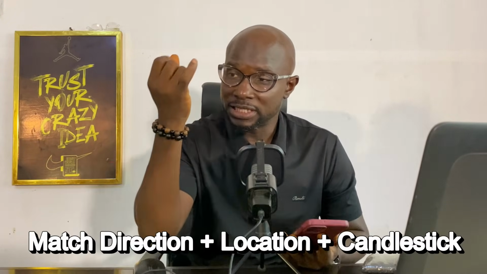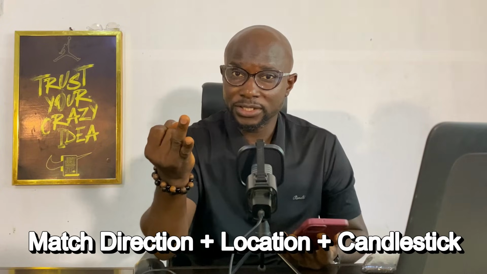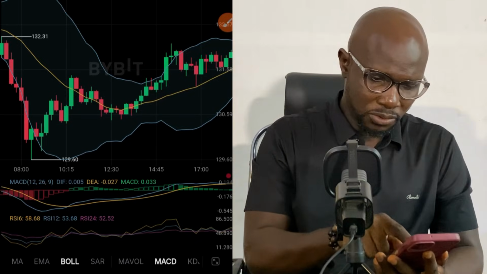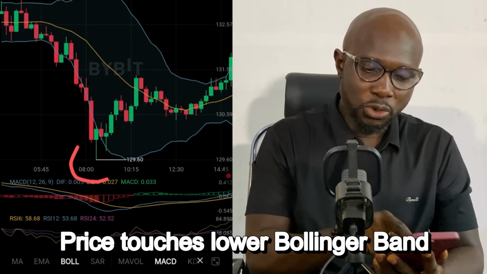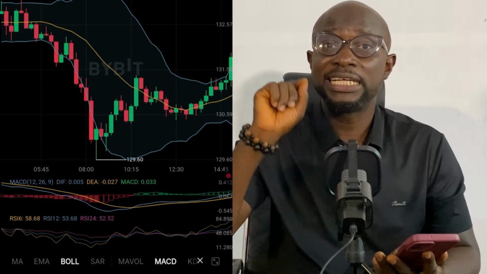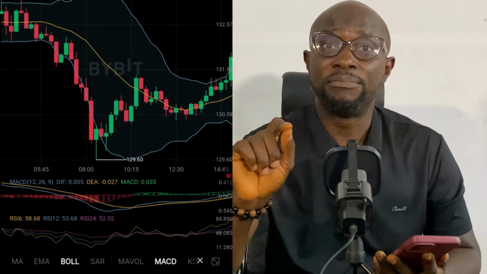How will you know that this market is uptrend? I have shown you for downtrend, but for uptrend, how will you know? Don't forget, we are still under step 3 using match direction, location, and candlestick. Now look at it. First thing first, price touches what? The lower Bollinger Band, which indicates that the price has been oversold, and we anticipate that the market will go upward. That is first thing.